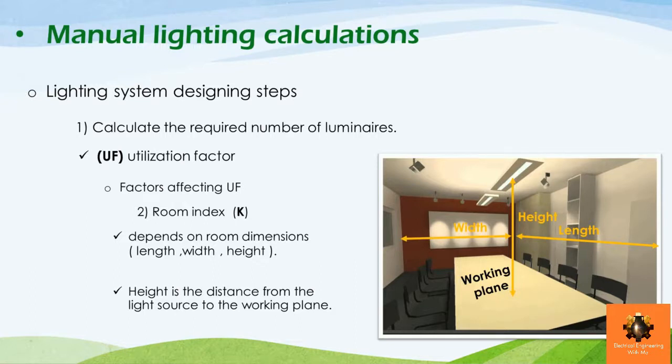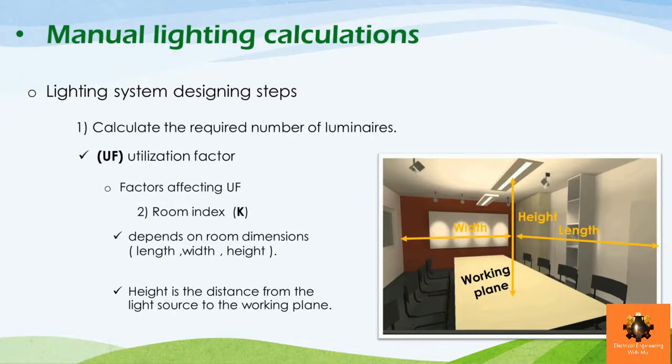as we need to focus on this table to illuminate it. So what we wanted to say is that the height of the room is not the total height of the ceiling starting from the ceiling to the floor, but it depends on the working plane and its position starting from the ceiling of the room. And on the other hand, the working plane itself is the height of the object which we need to illuminate. So in that case here, the working plane equals the table height.